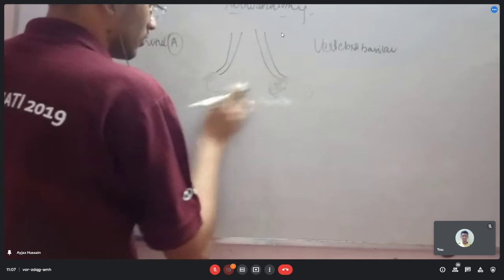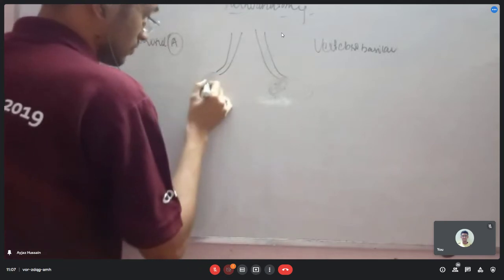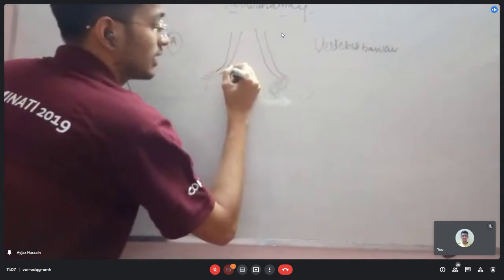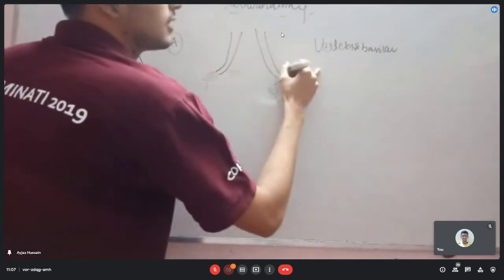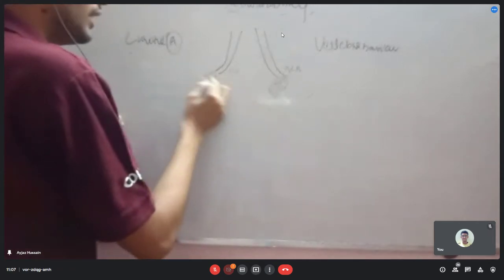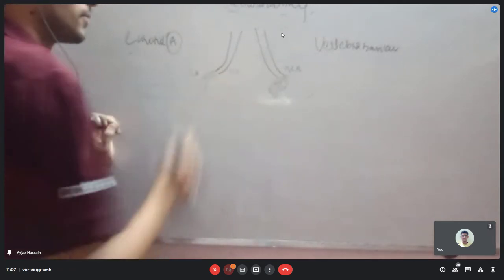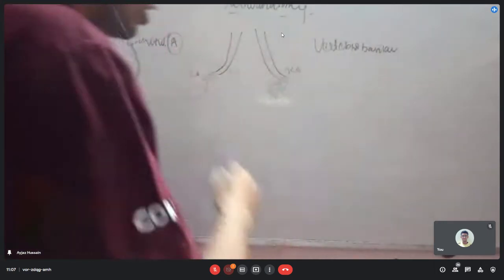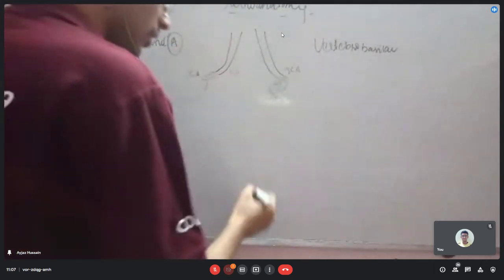So this is the anterior cerebral artery, ACA, and the middle cerebral artery. These are direct branches from the internal carotid, ICA. Now what happens? We have a vertebrobasilar system. Now in the vertebrobasilar system, what will happen?